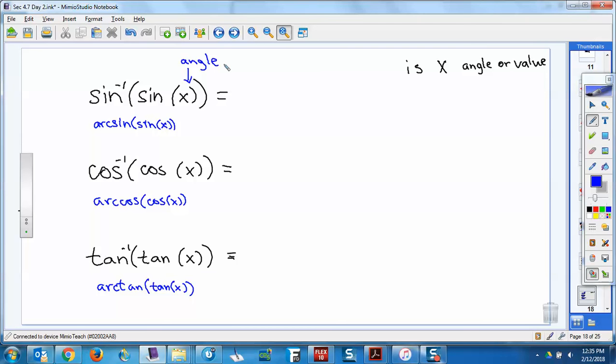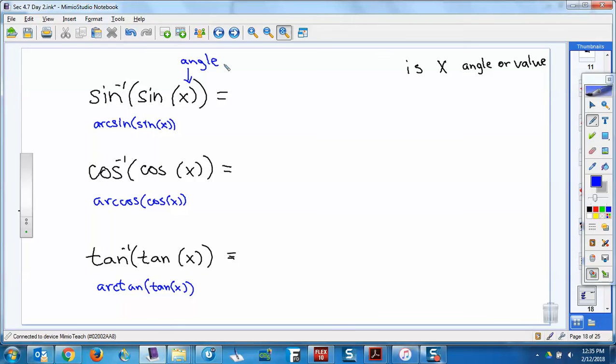Let's say x is 5pi/6. What is the sine of 5pi/6? 1/2. What's the arc sine of 1/2? Pi/6, not 5pi/6. You see what I mean? We didn't get back what we started with.